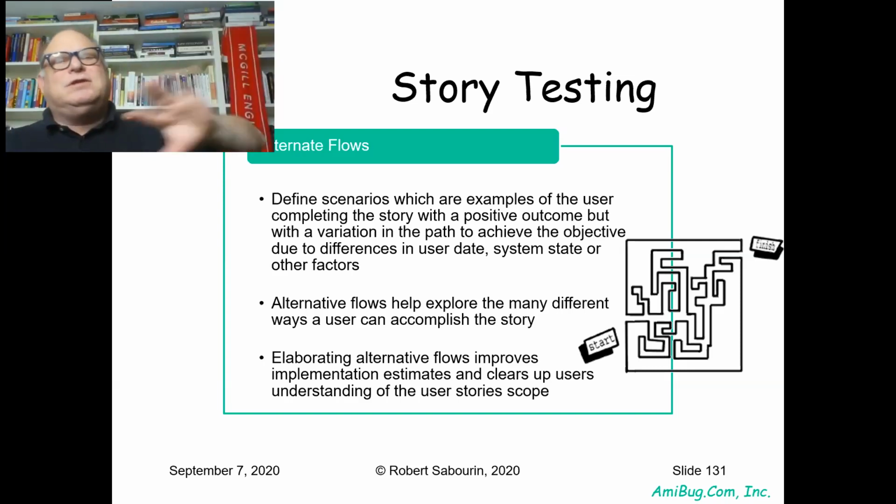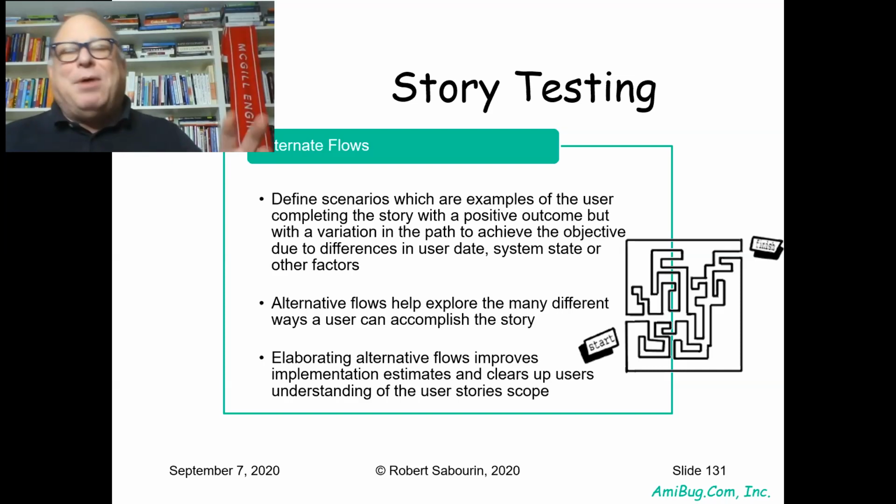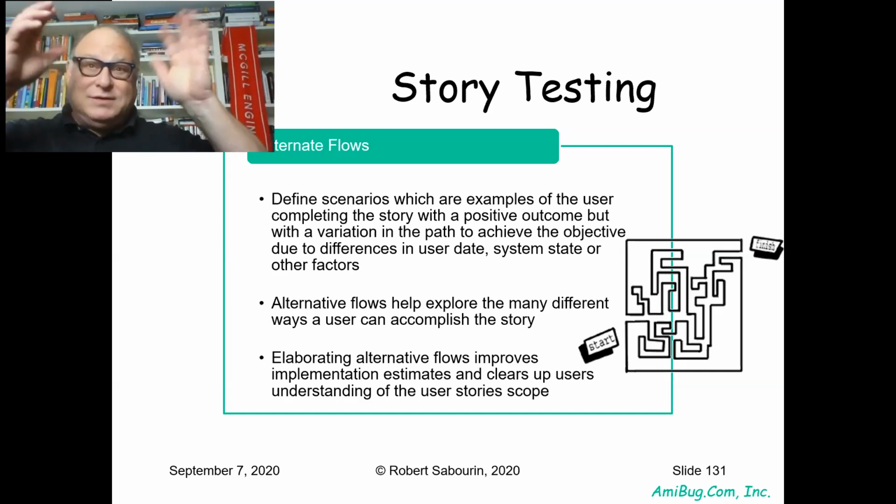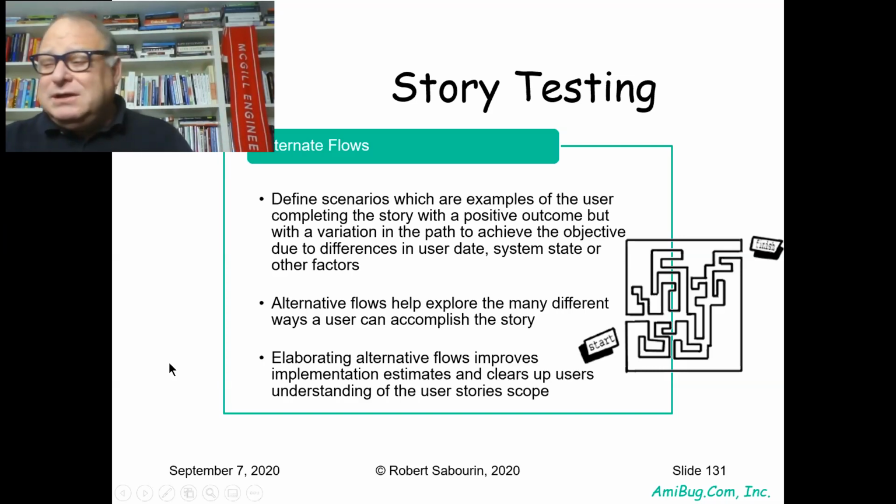So there's all sorts of different ways someone can arrive at buying a book. Those are alternate flows. Now look, I'm not talking about the GUI, the user interface. I'm not saying pull down menus instead of hit buttons. That's not what I mean by alternate flows. I'm talking about the business flow, the transaction flow, the business steps you're going through, not the user interface steps. Okay, so this is basically alternate flow, different steps to achieve success.